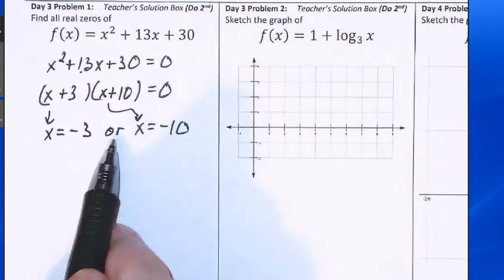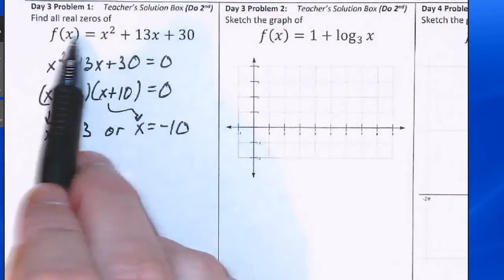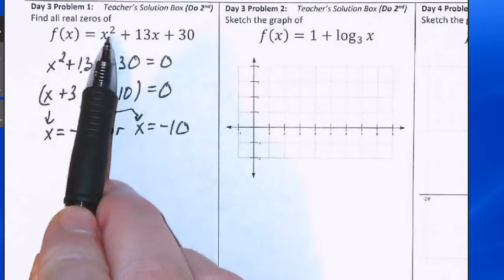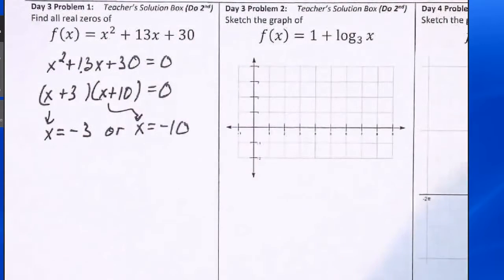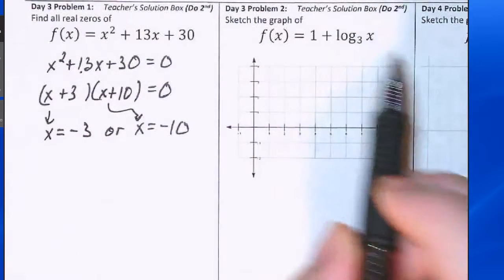These solutions for x are called zeros of the polynomial function because if you input them for x, that function outputs 0. Day 3, problem 2.